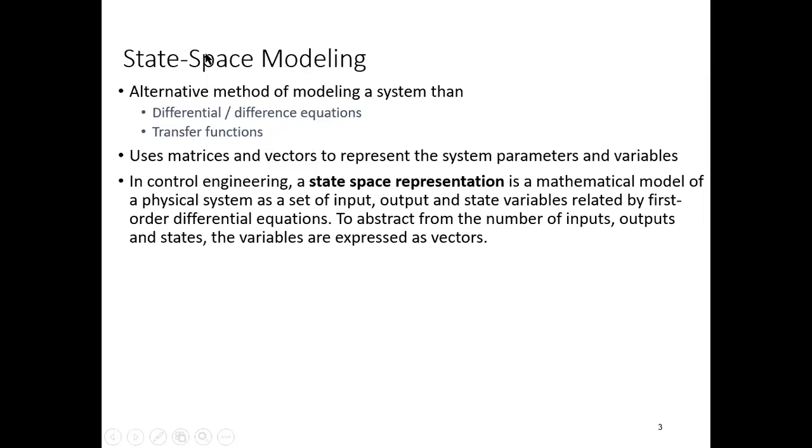And state space modeling is an alternative method of modeling of a system. It uses matrices and vectors to represent the system parameters and variables. In control system engineering, the state space representation is a mathematical model of a physical system as a set of input, output, and state variables related by the first order differential equations.